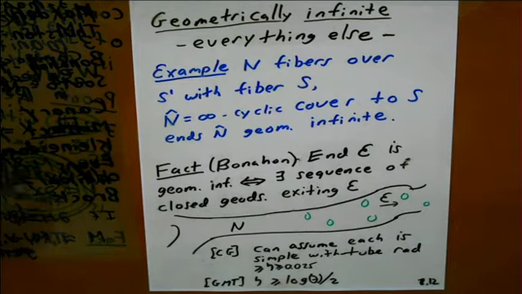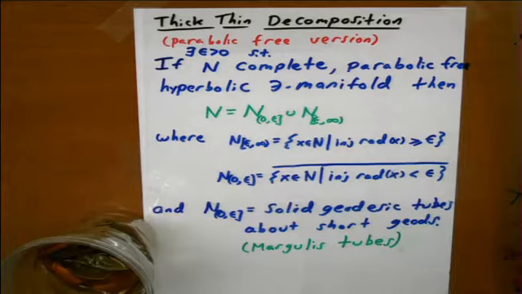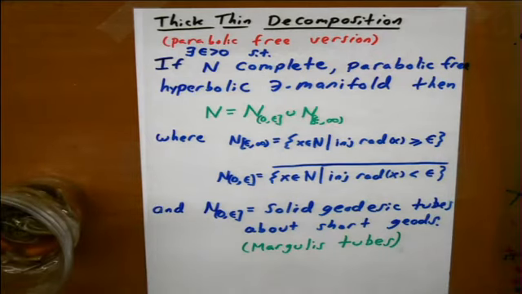So now I want to tell you a couple very basic facts about hyperbolic 3-manifolds. Actually, before I start, just to get to the heart of the discussion, I'm going to assume that the manifold has no parabolics, and so in particular, there's no cusps.